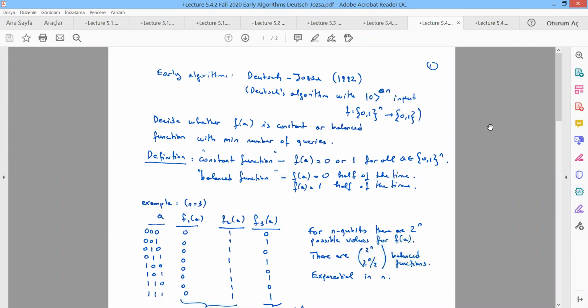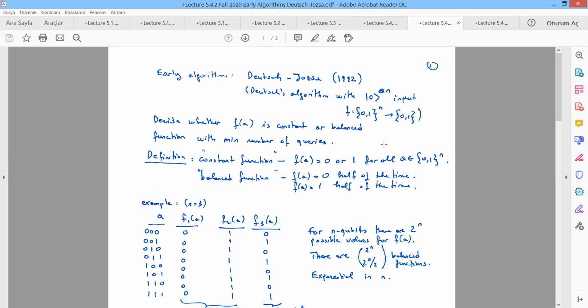This is the second early algorithm that we discussed, which is called the Deutsch-Jozsa algorithm. This was introduced in 1992. It is, in a sense, a generalization of the Deutsch's algorithm we just discussed. The only thing is now we have an n-qubit system instead of a single qubit to single qubit mapping. We have an n-bit string mapping to a single bit.